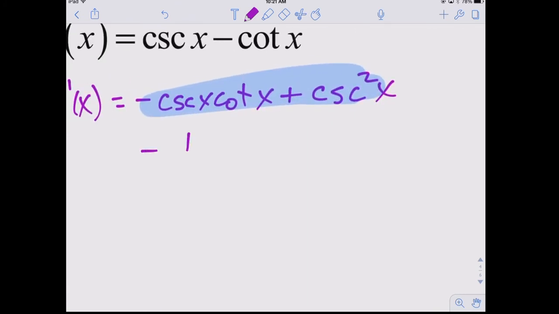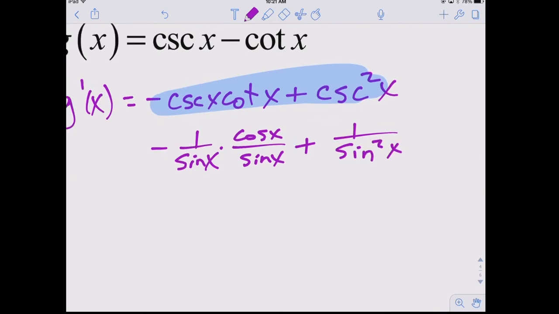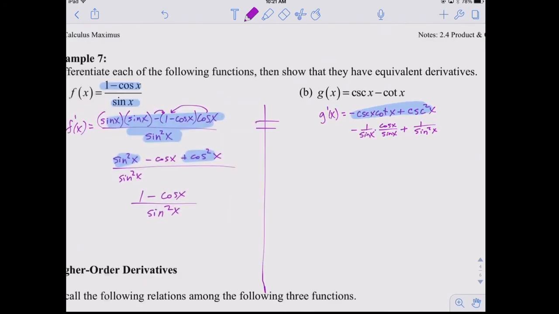That's negative cosecant. That's the same as negative 1 over sine. Cotangent is the same as cosine over sine. It's a great way to review our ratio and reciprocal identities. And then cosecant squared, why, that's 1 over sine squared. Now I have 2 terms over there, and I have 1 term on the left.